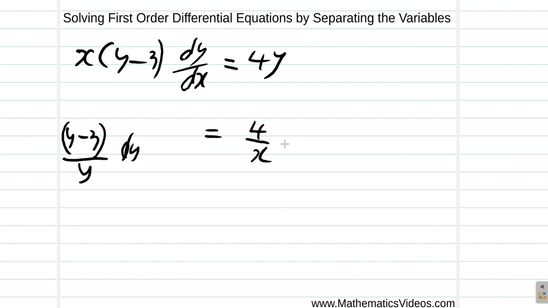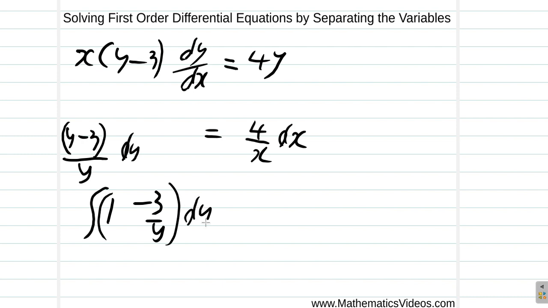So this is what you have. y minus 3 over y dy equals 4 over x dx. Now, you want to find the integral of y minus 3 over y, same as y over y minus 3 over y. But y over y is 1. So, you find the integral of 1 minus 3 divided by y dy, and that is equal to the integral of 4 over x dx.